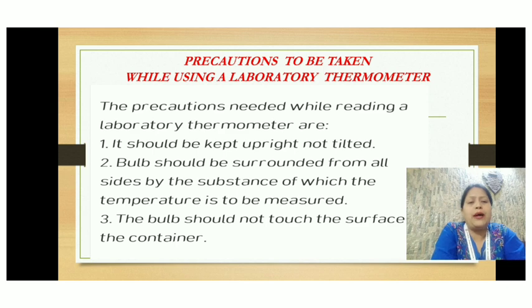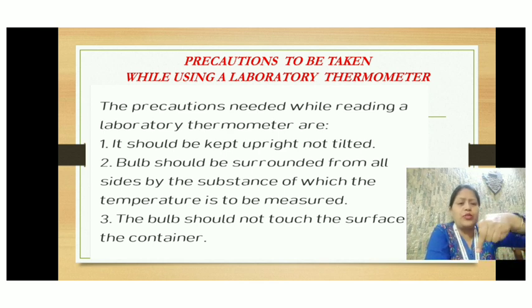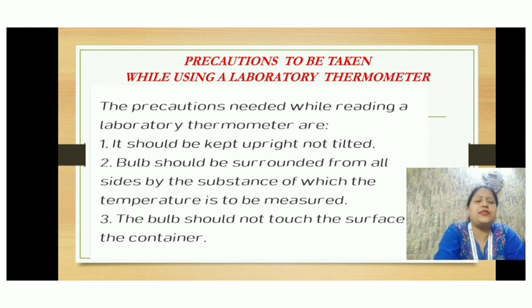Point number 2, the bulb should be surrounded from all sides by the substance of which the temperature is to be measured. So the metallic bulb of the thermometer has to be surrounded from all sides by that substance. The next point is the bulb should not touch the surface of the container. That has to be taken care of. These are the 3 precautionary measures. Clear, students?